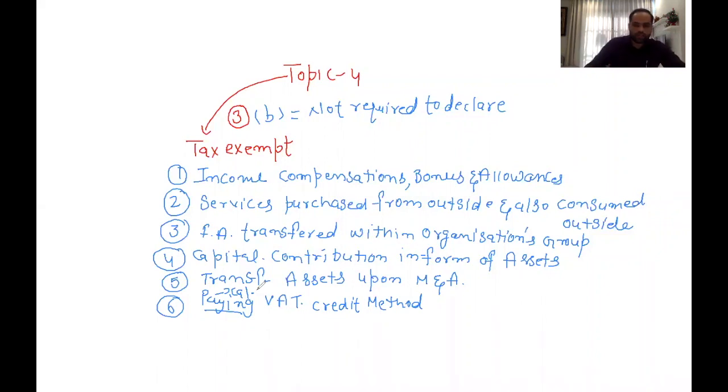Next one is re-import goods, and that was re-import services. Basically, we don't use the word import for purchasing services from a foreign country. Anyway, it is goods and services purchased from outside and also consumed outside. So if you talk about goods, we call it re-import goods, as I explained before. So that's all about your learning outcome three, which is A and B.